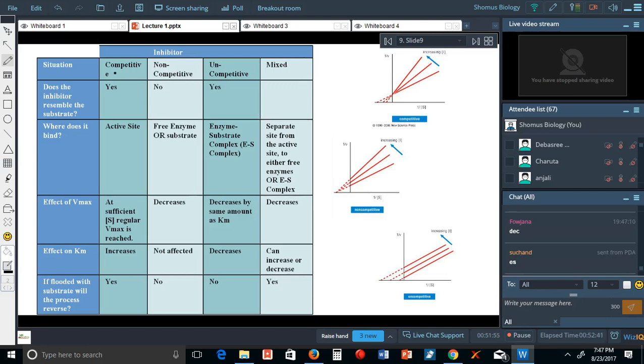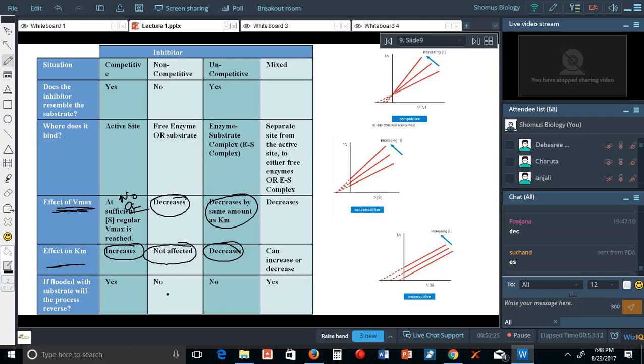So now if we look at here, in case of competitive inhibition, what's happening to the Vmax? At sufficient substrate, Vmax can be reached. So there is no change in Vmax. In non-competitive, decreases. In uncompetitive, decreases. What's happening to the Km? For competitive inhibition, increasing. For non-competitive inhibition, unaffected. For uncompetitive, decreasing.